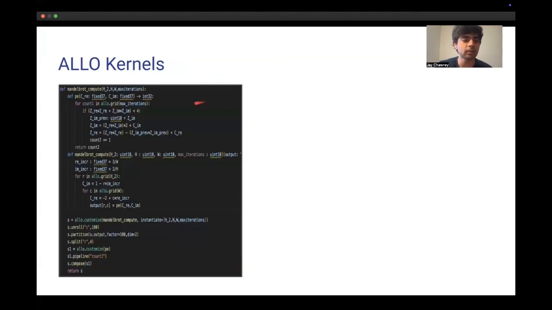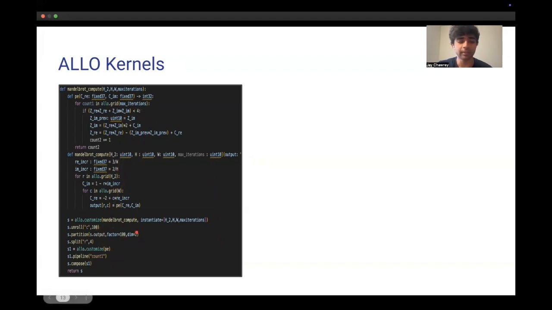This is how the ALO kernel looks for our Mandelbrot computation set. It has two different kernels. One is the PE and the second is the Mandelbrot compute. The PE is responsible for all the major calculations, while the Mandelbrot compute calls the PE and then does a remap to different colors. As we can see, this is how the schedule looks for the different optimizations that are being implemented on the ALO compute kernel.